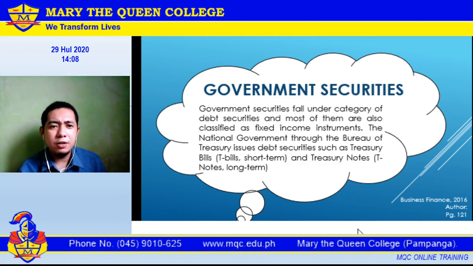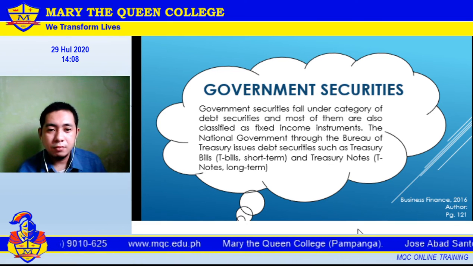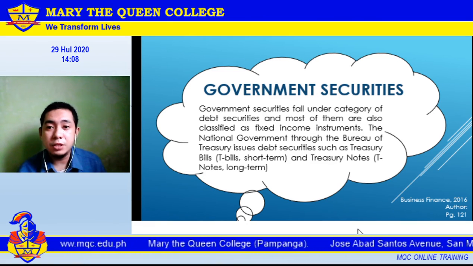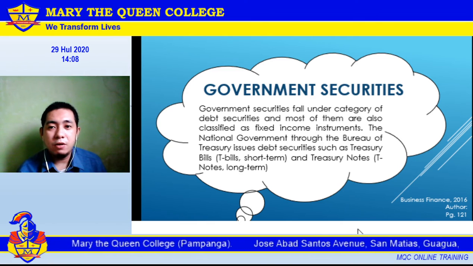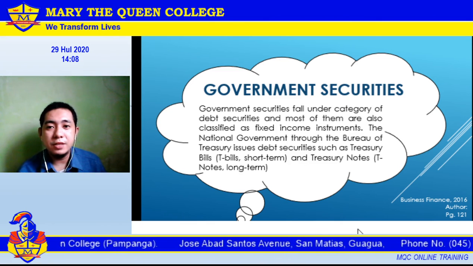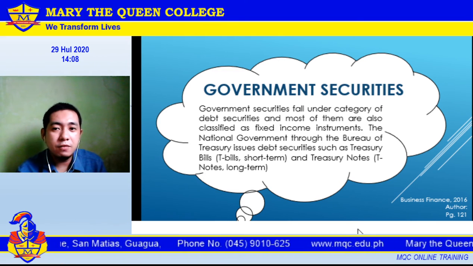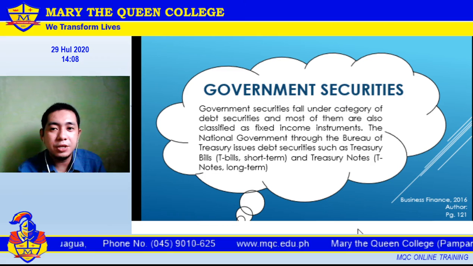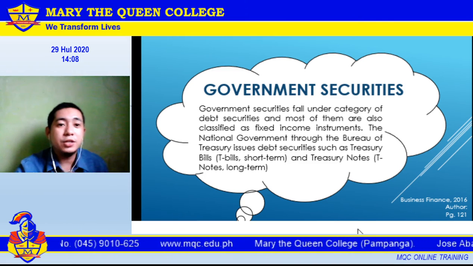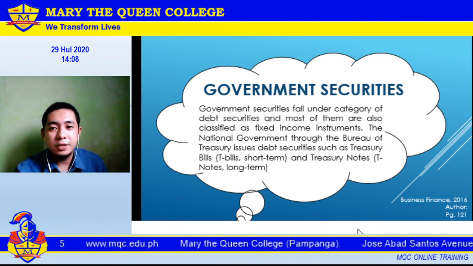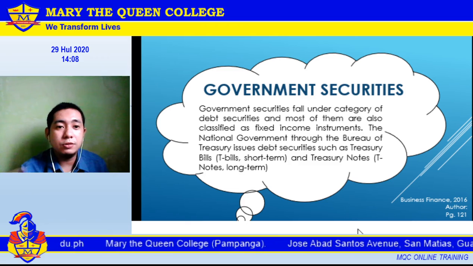What are these kind of investment instruments? Government securities fall under the category of debt securities, and most of them are also classified as fixed income instruments. The national government, through the Bureau of Treasury, issues debt securities such as treasury bills, which are T-bills or short-term, and treasury notes as long-term.